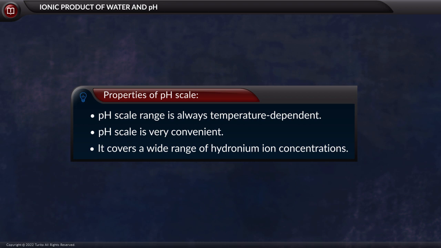Now, let us see the properties of pH scale. pH scale range is always temperature dependent. As temperature increases, both the upper limit of pH and neutral pH value decreases, while the reverse can be said when the temperature decreases. pH scale is very convenient, as the value is made simple by taking the negative log of the concentration of hydronium ion. Even though the pH range seems small, it covers a wide range of hydronium ion concentrations.